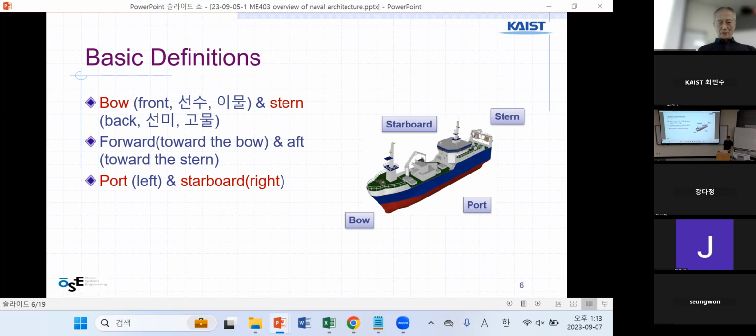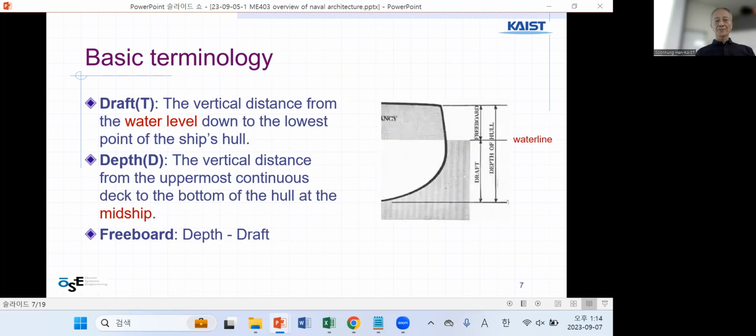And then what else? Okay. Draft, depth, and freeboard. Draft is the vertical distance from the water level. So this is draft. Submerged depth.